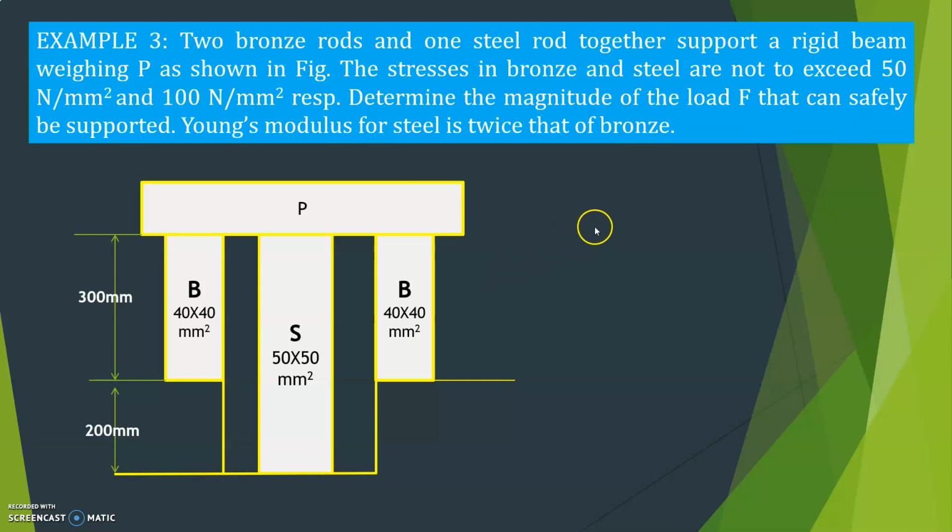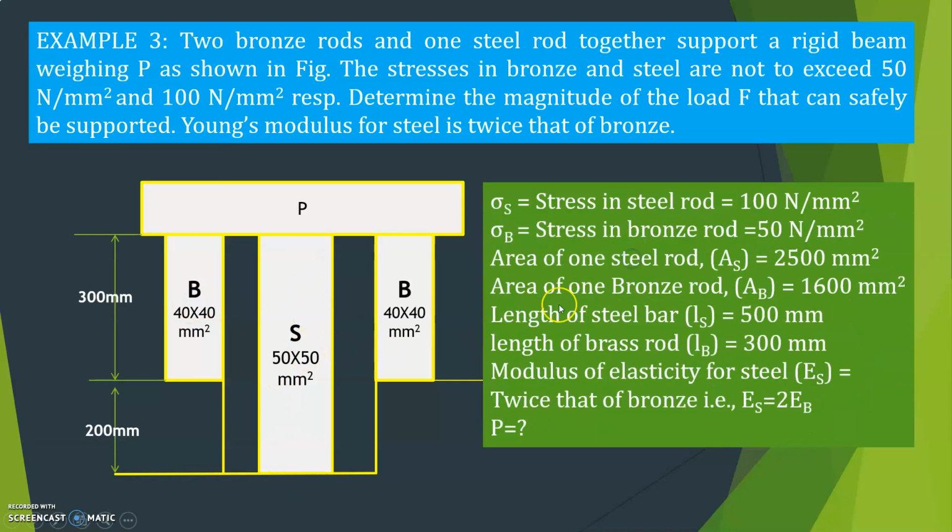See, this is the given example. The load is not given. You have to calculate. Two bronze rods and one steel rod. Here area also is not given. They have given 40 into 40 cross section. You have to calculate area, right? So what is the area of the steel rod? That is 50 into 50, that is 2500 mm square.